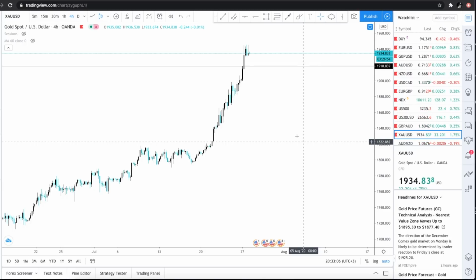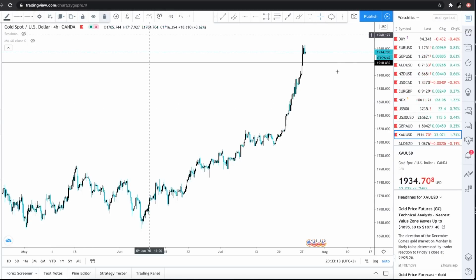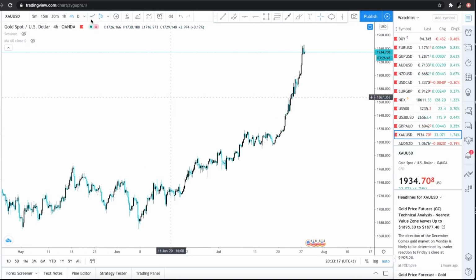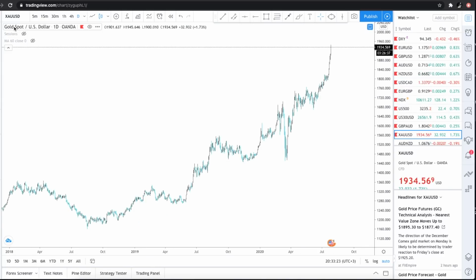Guys, I forgot that I didn't even analyze gold in the video, so I'm recording this after I have done recording the weekly analysis. Oh my god, I'm so stupid sometimes. So gold is trading against the US dollar, right? You can see over here gold spot versus US dollar.